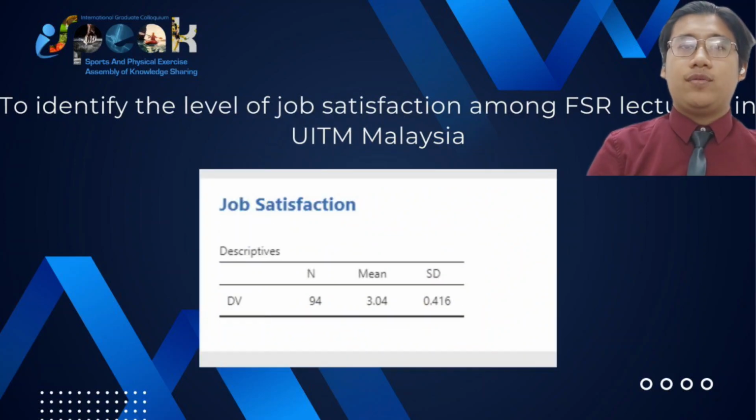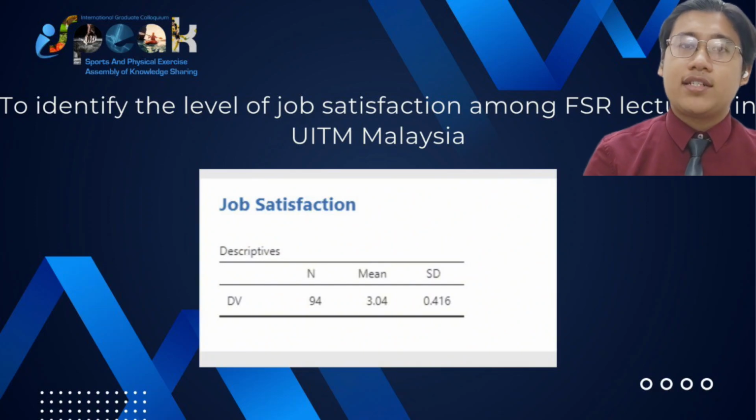The second result is RO2. The table provides descriptive statistics for the dependent variable, job satisfaction. The sample size is 94 participants, ensuring a solid data set for analysis. The mean score for job satisfaction is 3.04, indicating an average level of satisfaction among the FSR lecturers. The standard deviation is 0.416, reflecting low variability. Participants had similar views. Such low variability suggests a consistent perception of job satisfaction within the sample.